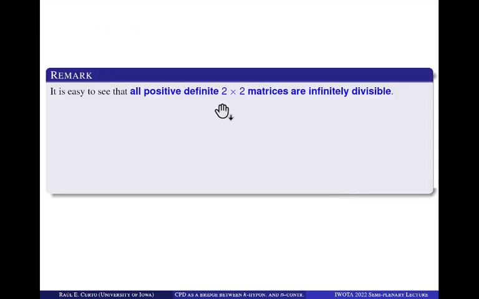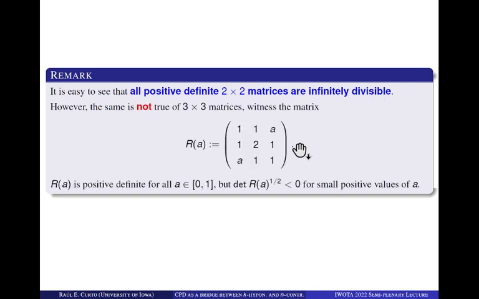It is easy to see that all positive definite 2x2 matrices are infinitely divisible. It's just an exercise. But here comes a 3x3 matrix for which this is not true. So this one here is positive definite for all A between 0 and 1, but the determinant of R_A to the 1/2, if I were to take the square root of this positive matrix and calculate the determinant, is negative for small positive values of A. So near the origin, you have non-positive definite square roots.